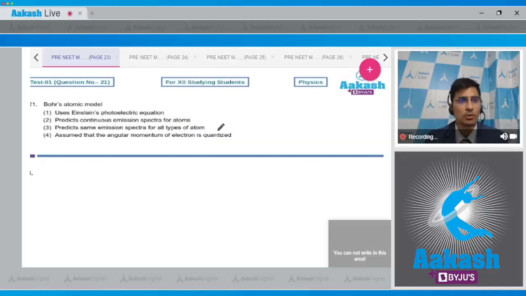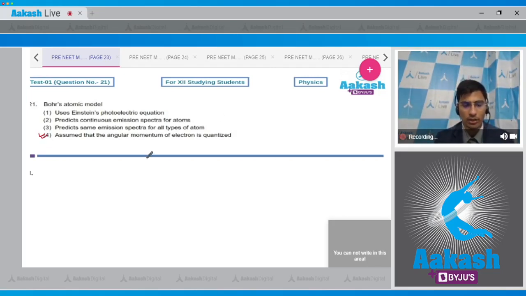Question 21 says Bohr's atomic model first uses Einstein's photoelectric equation, second predicts continuous emission spectra for atoms, third predicts same emission spectra for all types of atoms, or fourth assume that the angular momentum of the electron is quantized. The student, the correct answer for this question is option number 4.